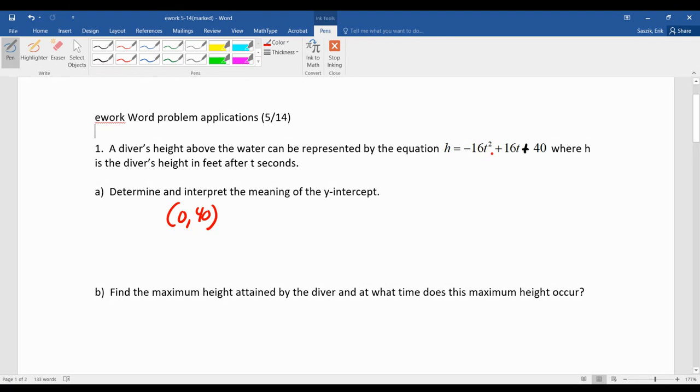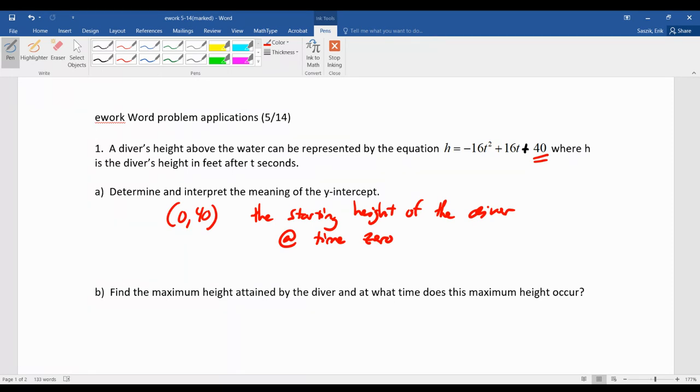Remember, when I plug in 0 for t, we got h equals 40. So that means that is the starting height of the diver at time 0. In other words, before the diver did anything, they're standing, this is the starting height. They're standing on a platform or a board or whatever that's 40 feet above the water. Okay? Springboard, whatever it is.